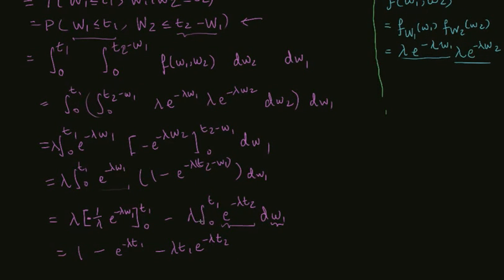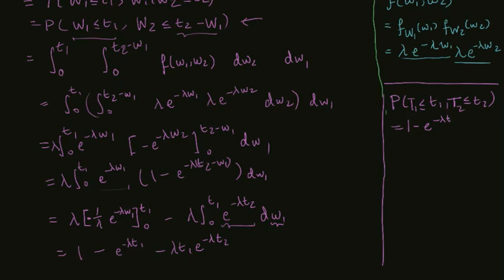Now I would like to present you guys one more way of calculating this, because you have probably seen the solution for this week uploaded in PDF format at some point. So I'll just write the result out here, just so that we have it. The result is that the probability that the first arrival is smaller than or equal to T1 and that the second arrival is smaller than or equal to T2 is given by 1 minus e to the minus lambda T1 minus lambda times T1 e to the minus lambda T2. Okay, so that was one way of doing it.